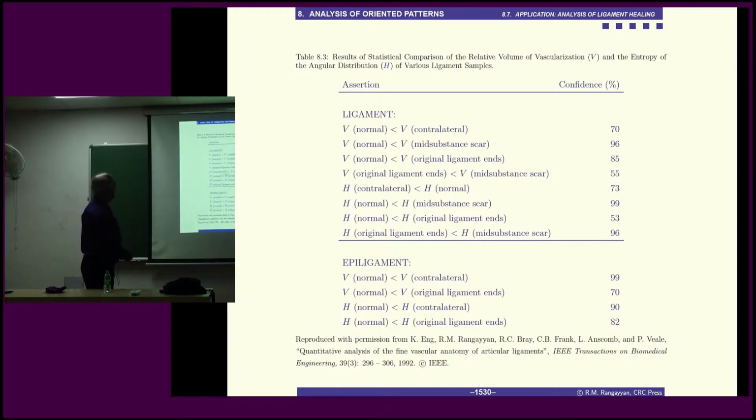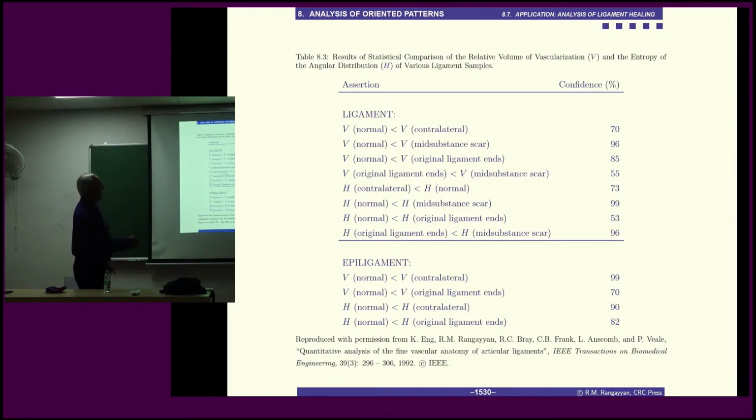The V is vascularization. Vascularization in normal is less than that in the contralateral. The contralateral, that is, if the right knee ligament was injured, then the left knee ligament was also analyzed. And there is a contralateral effect. If one side is injured, there is an effect on the other side, possibly because the rabbit is putting more load on the other side.